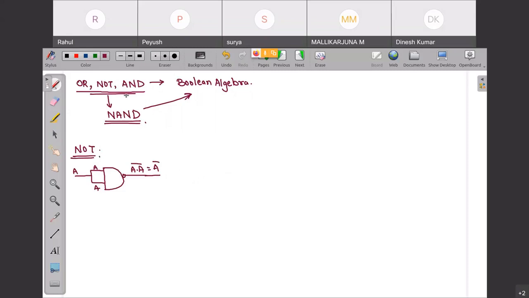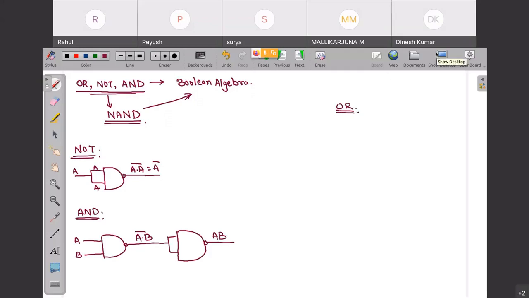Now if you want to construct AND gate, this is A, this is B, this is A dot B whole complement. Now simply if I pass it through a NOT gate, I will be getting AB. Now I want to ask you, can you design this OR gate? Very quickly, all of you do.